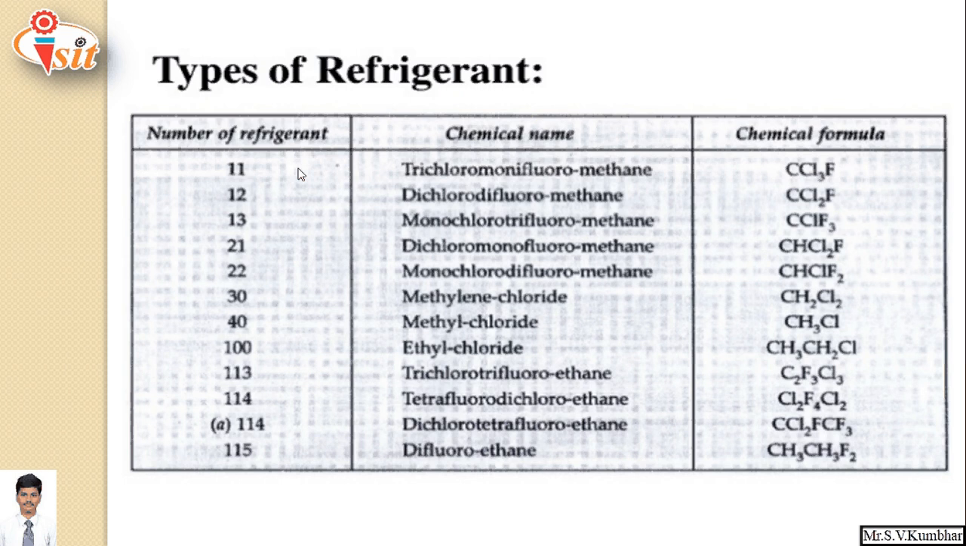R30 methylene chloride. R40 methyl chloride. R100 ethyl chloride. R113 trichlorotrifluoroethane. R114 tetrafluorodichloroethane. R114A dichlorotetrafluoroethane and R115 difluoroethane. So these are the names of refrigerants which are generally used nowadays.